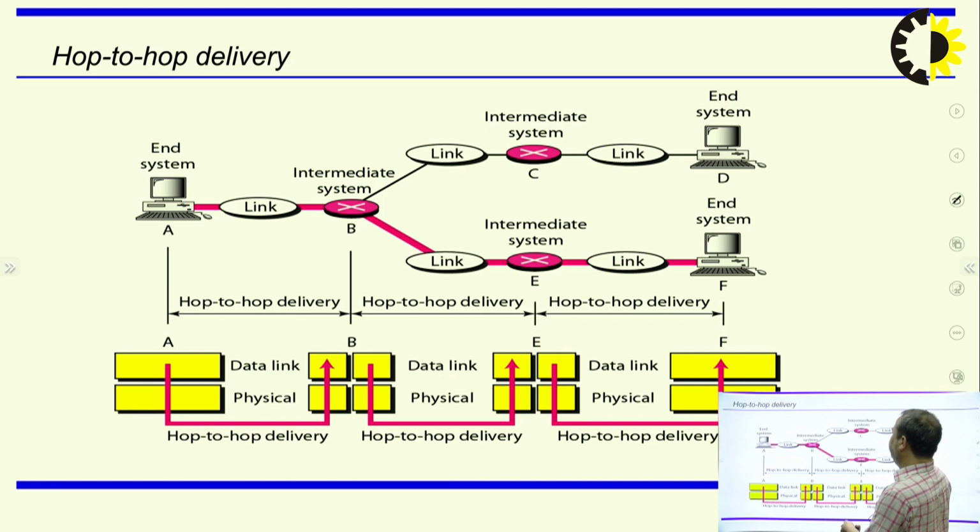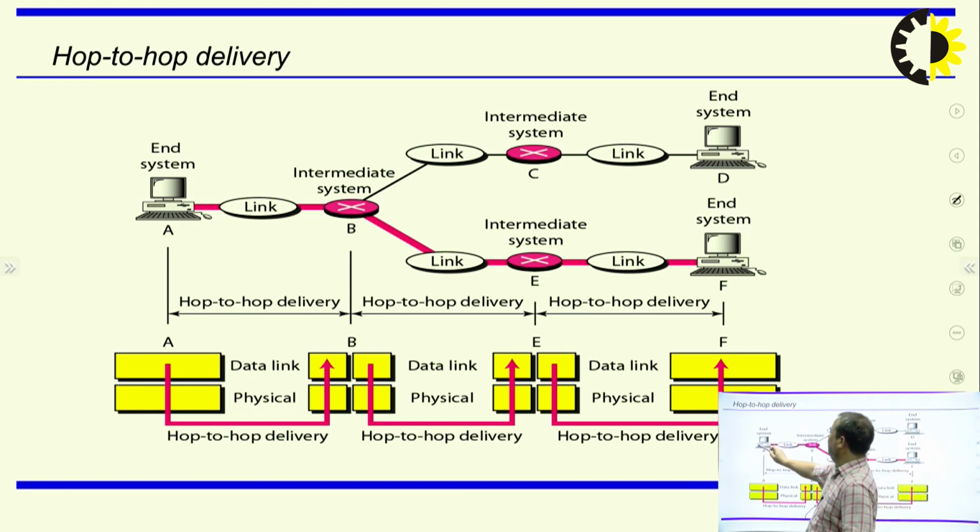So you can see, say here, this is an end system, this is another system, and this is another system. So how does hop to hop delivery work? In between, say in a network, there could be many routers.